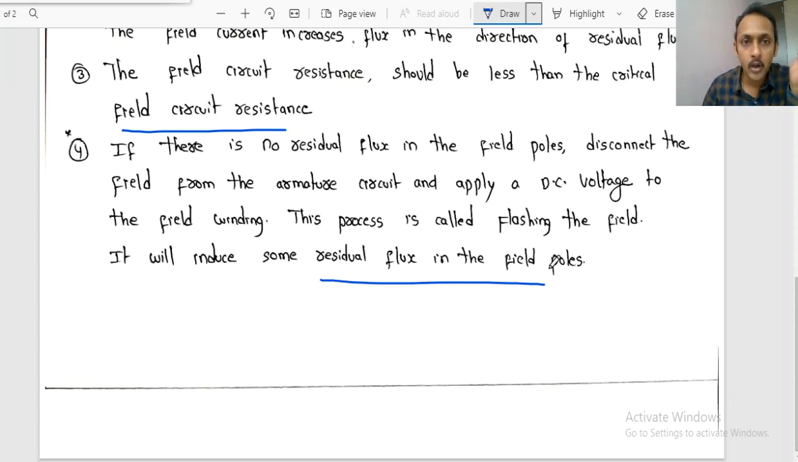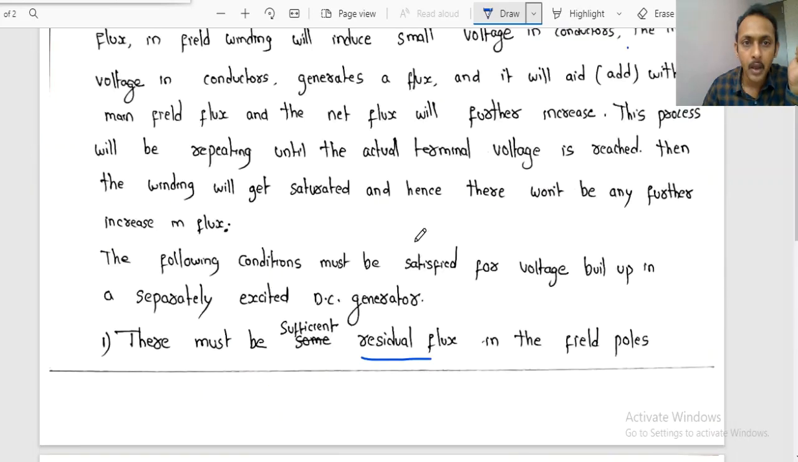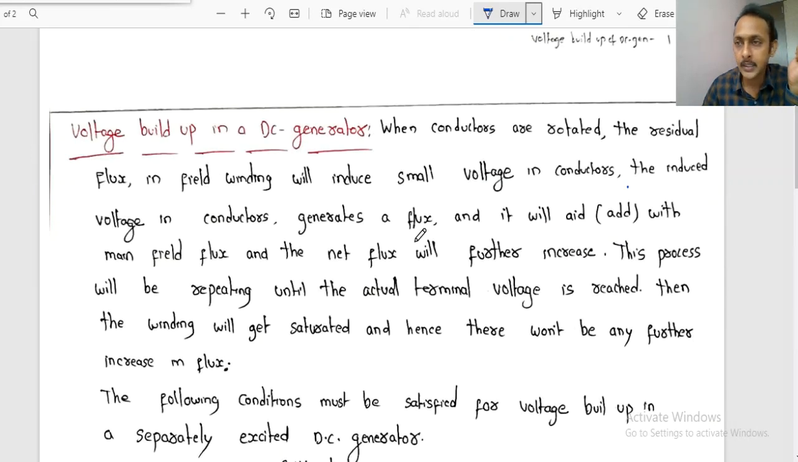Clear? So this is what we have to do in order to build up the voltage in the DC generator.